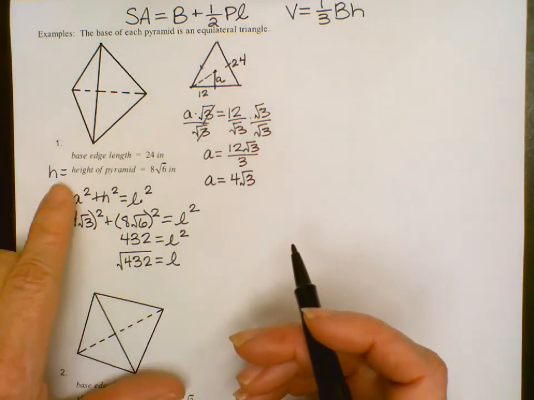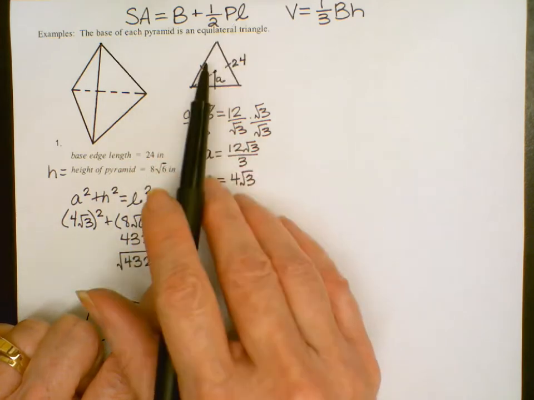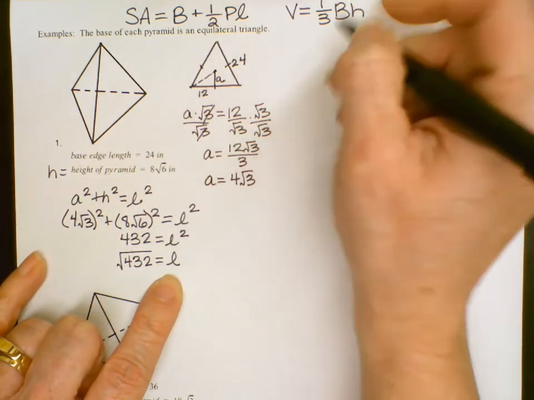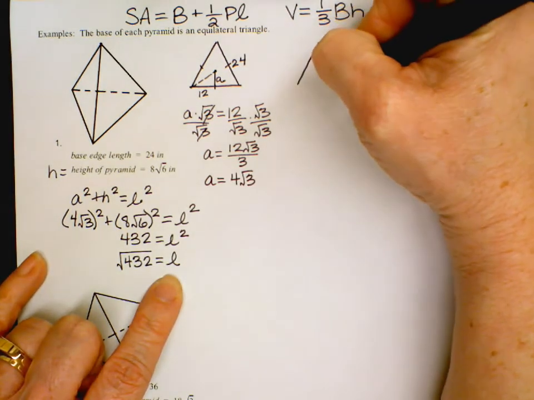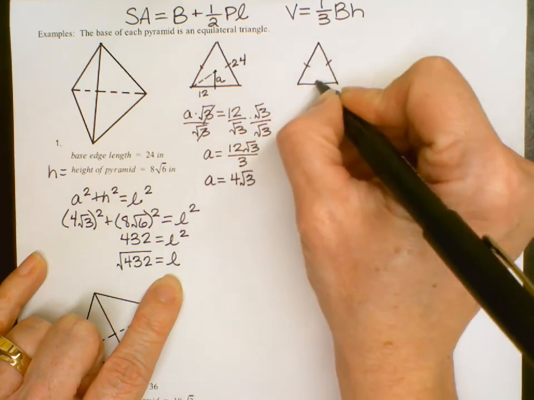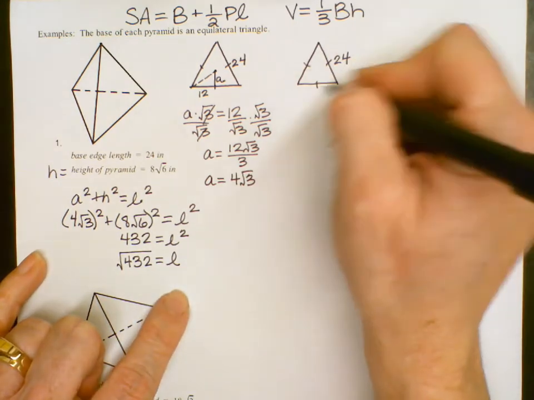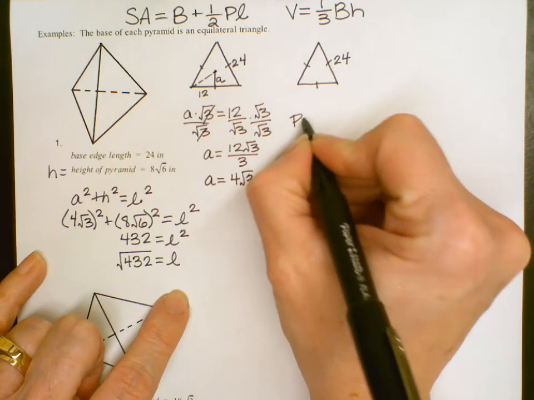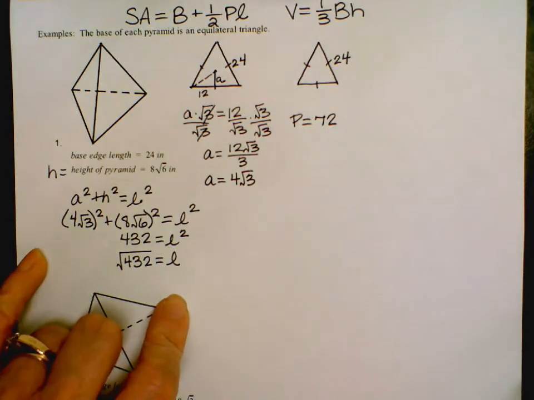All right, now we have h, we have L. We need the area of the base and the perimeter of the base, which takes us right back to this triangle. So I'm going to draw my triangle separately yet again, so I can find the area and perimeter of it without the clutter of the a itself. All right, so I know it's equilateral, which makes finding the perimeter nice and easy, 24 times 3. So the perimeter of that base is 72 inches in this case.